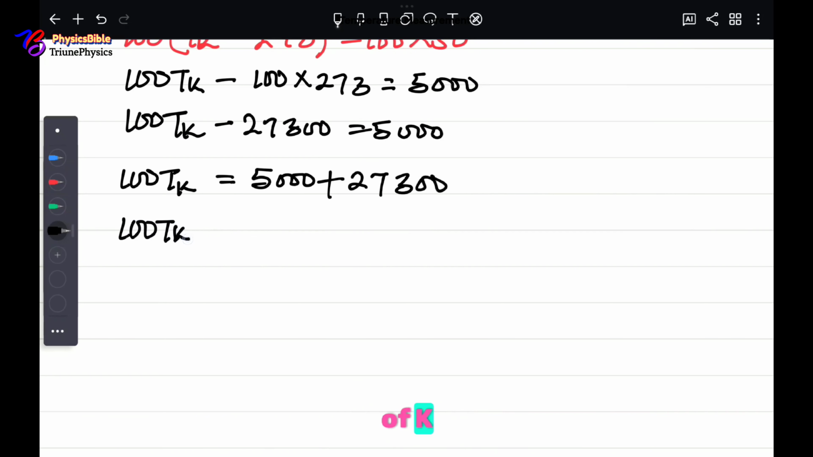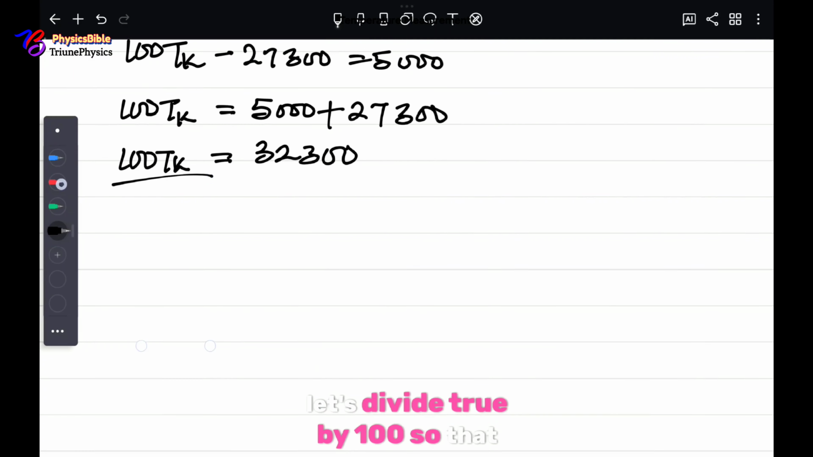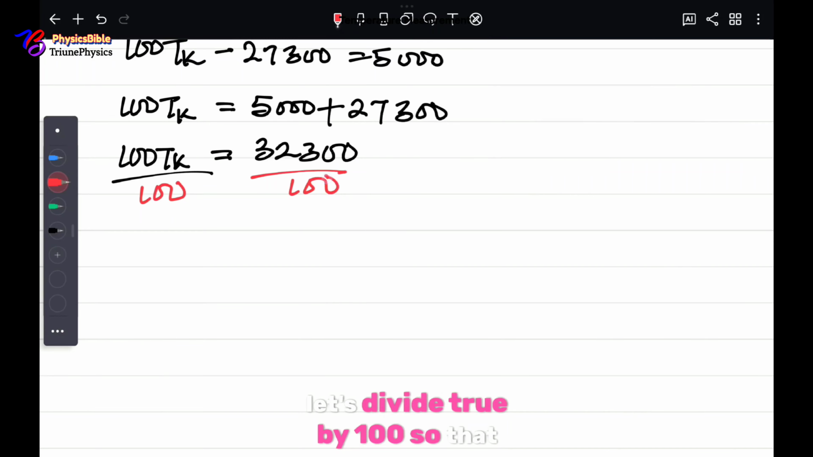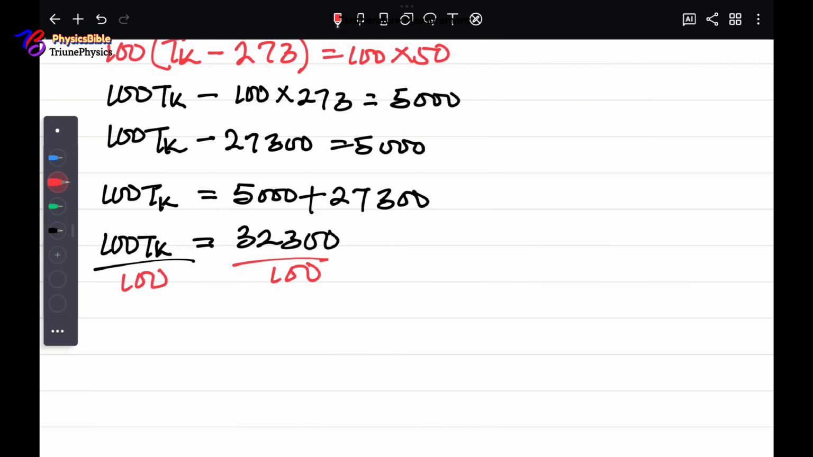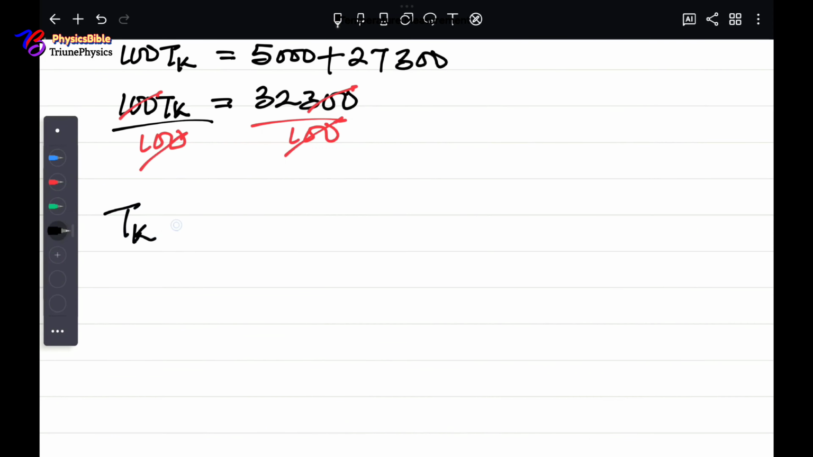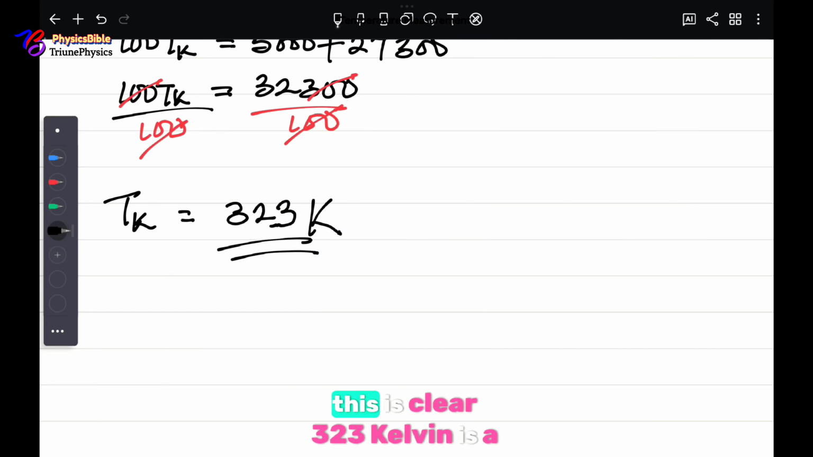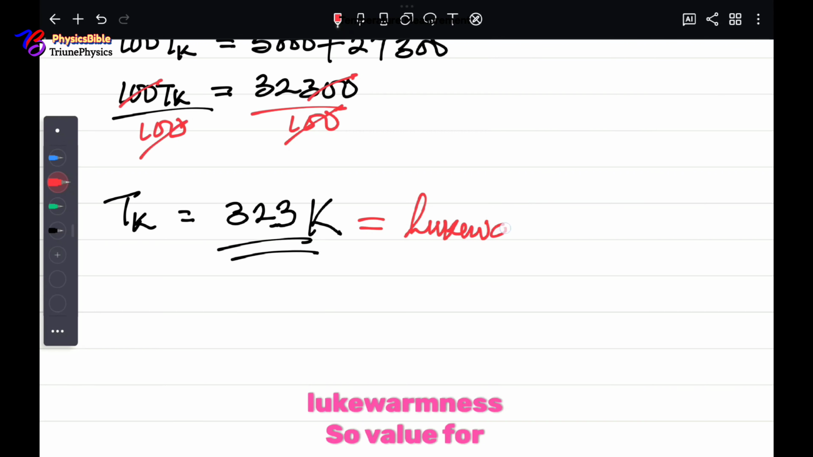So 100 T of K will now equal what? 32,300. Let's divide through by 100, so that this cancels this cancels this. Then T of K will now equal 323 Kelvin. I hope this is clear. 323 Kelvin is our value for lukewarmness. Is that clear? It's our value for lukewarmness.